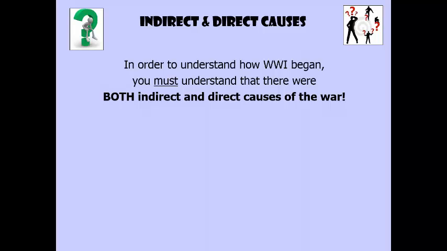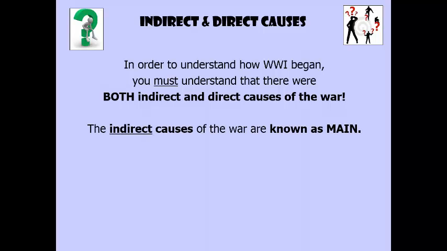So to begin, this idea of indirect versus direct causes. In order to understand how World War I began, we have to know what both of these are. We have to understand that there's a difference between these. For any historical event, there will be both indirect and direct factors that lead to that event happening. So the direct causes of an event, these are the immediate causes that lead to something happening, the thing that led to the event.